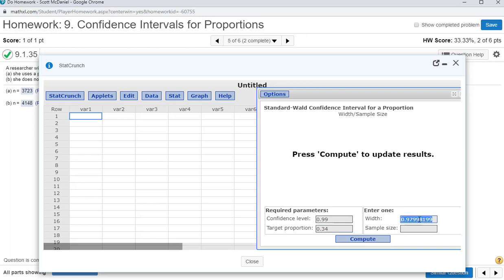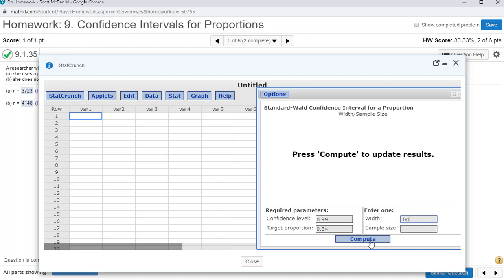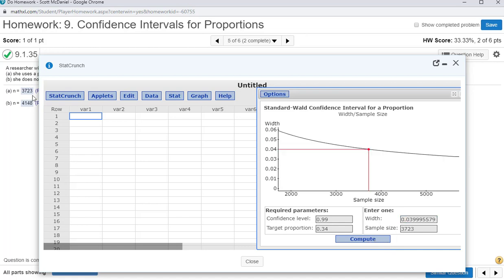Now it's the width that can be a little tricky. It's 0.02 margin of error, which is actually a 0.04 total width, right? We just double whatever our margin of error is, because it's 0.02 to the left and 0.02 to the right. Hope that makes sense. Oops, actually I put in 0.02. I meant to put in 0.04. There we go. And that's our 3,723. And do the same thing if it's 0.5, put in 0.5, and we get the 4,148. So I hope that helps.